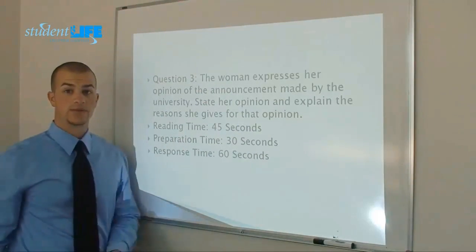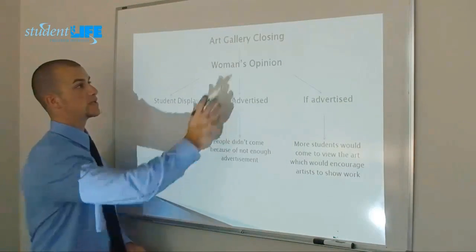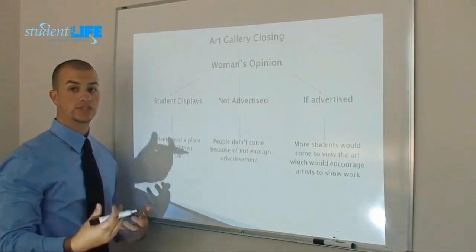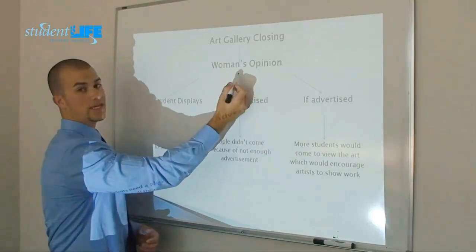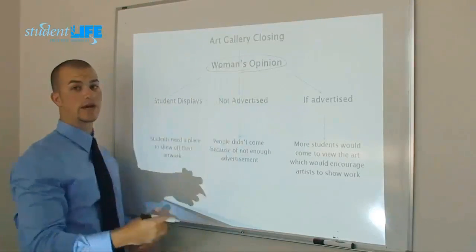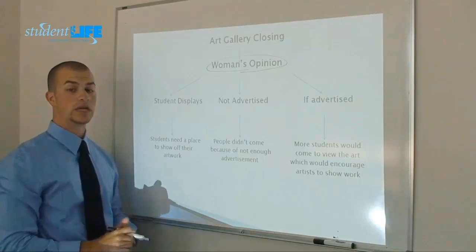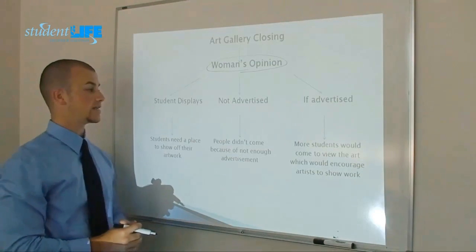Here are the notes that I came up with. As you can see, the main topic is the art gallery closing. That was the topic of the reading, and that's what the woman is speaking about. Now, the subtopic is the woman's opinion. That's what you're going to be speaking about and sharing about. Your own opinion does not matter in question 3. They only want you to reiterate or say again what the woman said.